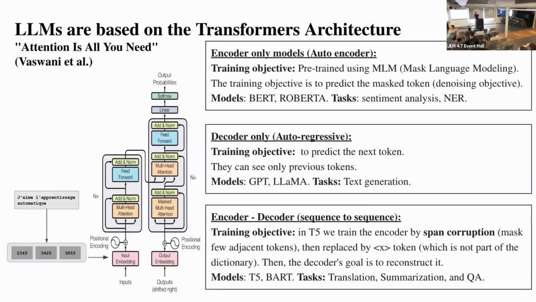And the training objective, for example, in T5, is to train the encoder by span corruption. So in span corruption, we mask a few adjacent tokens and not only one token. Then we replace the masked tokens with a new token, which is not part of the dictionary. And then the decoder's goal is to reconstruct the tokens that we masked.